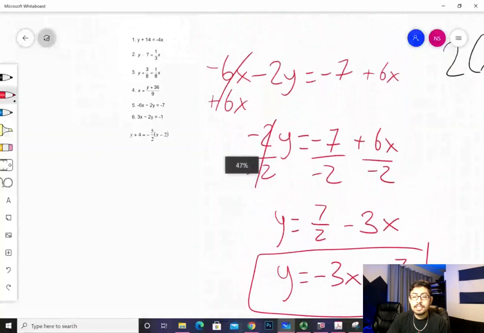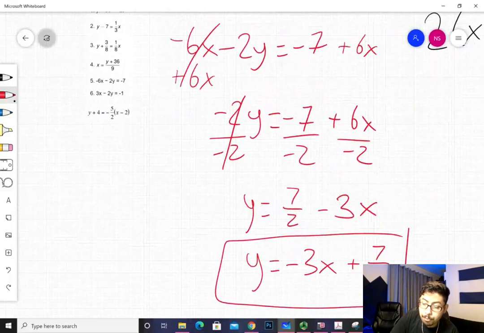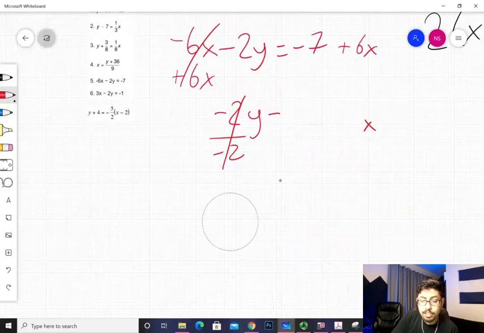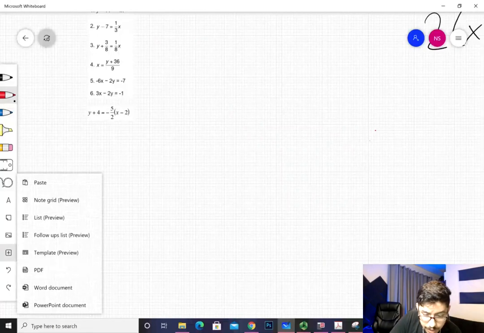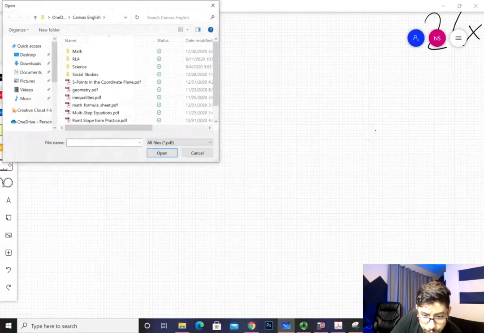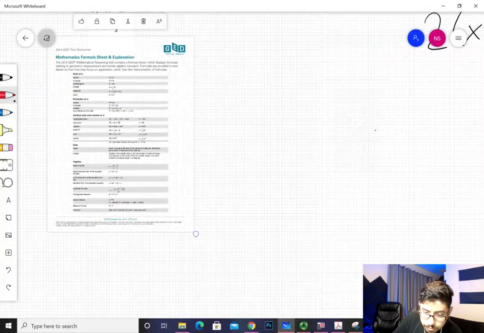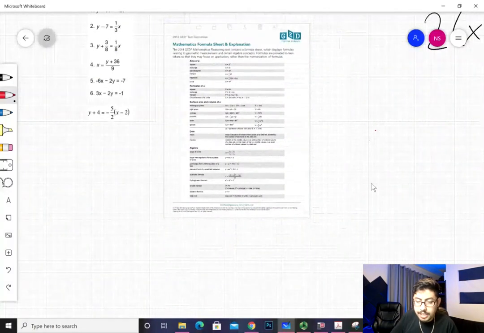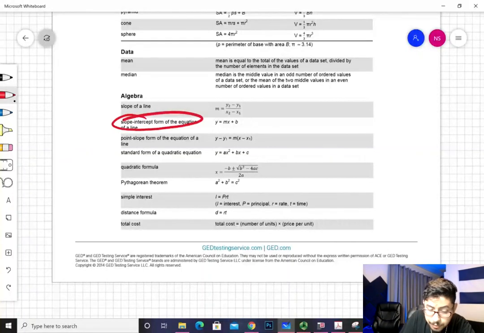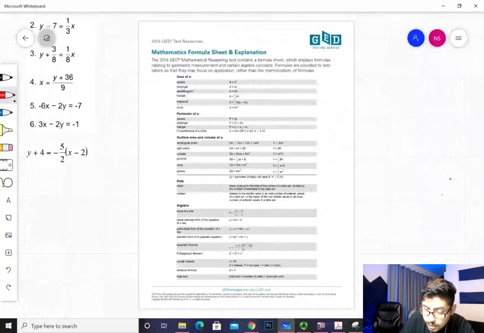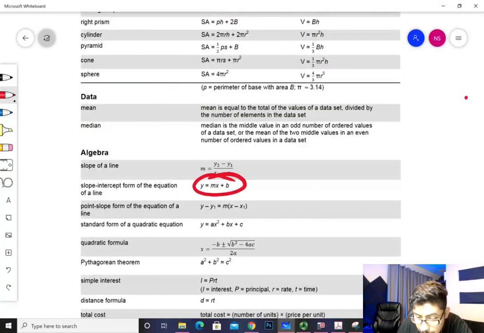Again, this is the slope-intercept form. Y equals mx plus b is the slope-intercept form. And you do have that on your GED formula sheet, my friends. If we pull up our GED formula sheet, we could look down below, and what we see here is slope-intercept form of equation of a line. It is right there. Y equals mx plus b.